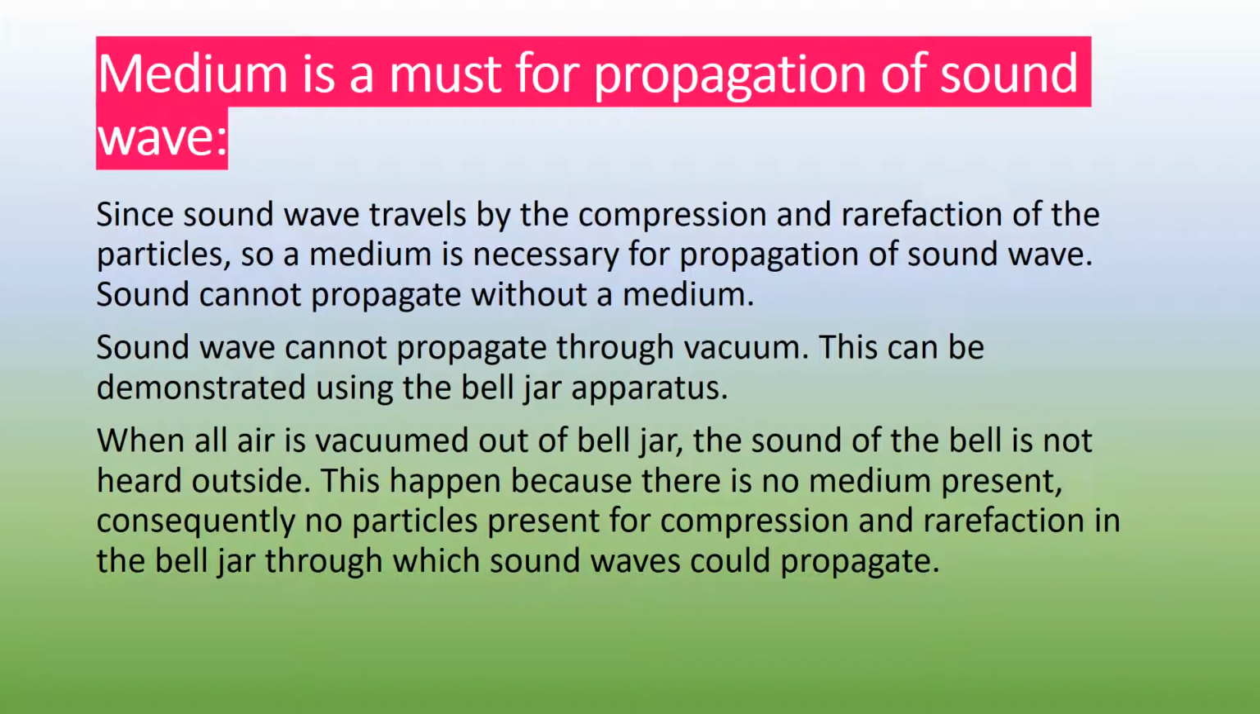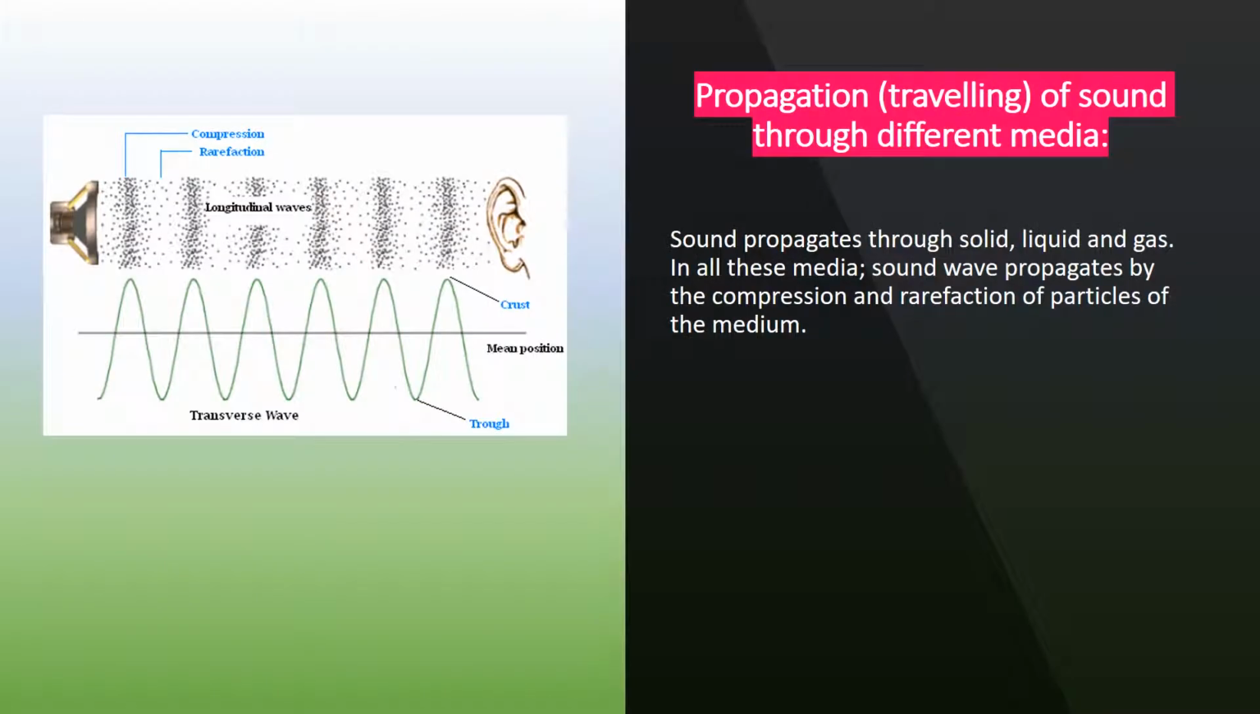Medium is a must for propagation of sound wave. Since sound wave travels by the compression and rarefaction of the particles, a medium is necessary for propagation of sound wave. Sound cannot propagate without a medium. Sound wave cannot propagate through vacuum. This can be demonstrated using the bell jar apparatus. When all air is vacuumed out of the bell jar, the sound of the bell is not heard outside. This happens because there is no medium present, consequently no particles present for compression and rarefaction in the bell jar through which sound waves could propagate.